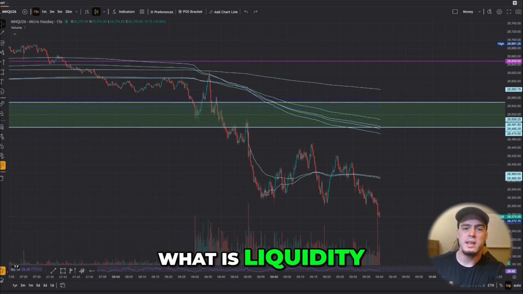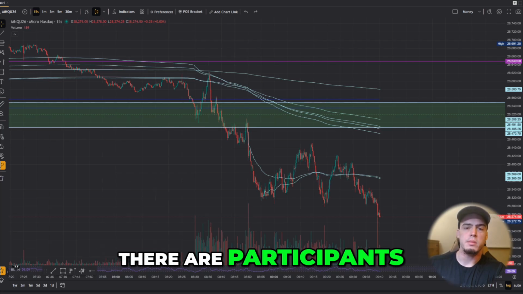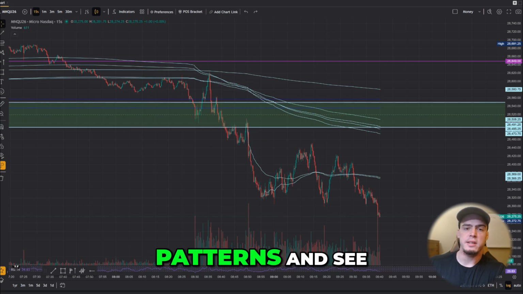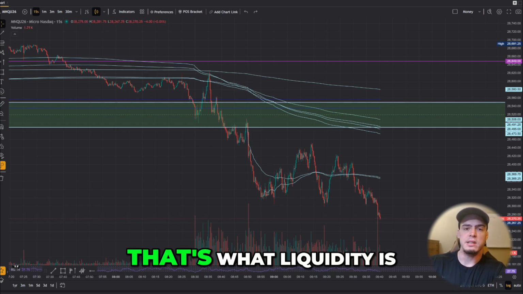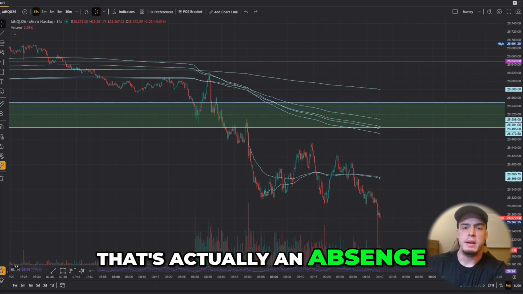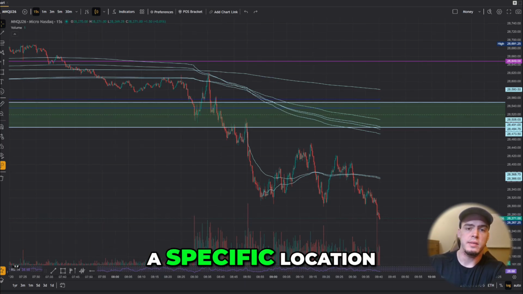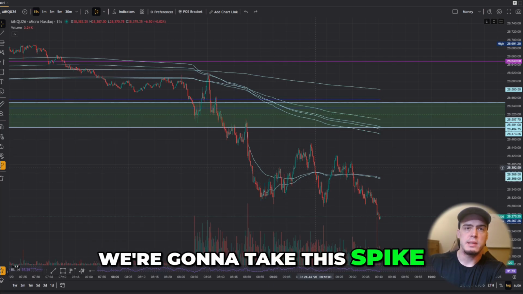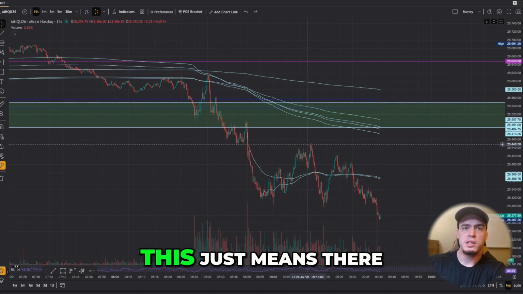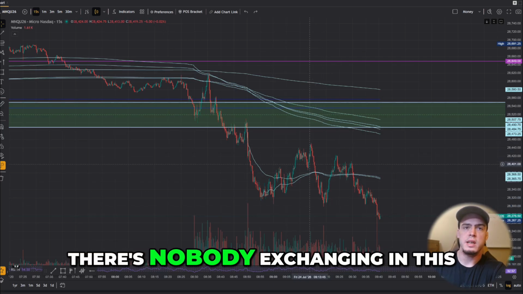What is liquidity? Liquidity is just where there are participants. A lot of times we see these chart patterns, like a big candle shooting up or down, and look at these big spikes and think that that's what liquidity is. That's actually an absence of liquidity. That's price moving to a specific location. We're going to take this spike, for example, from here to here. This just means there was no one here. There's nobody exchanging in this.